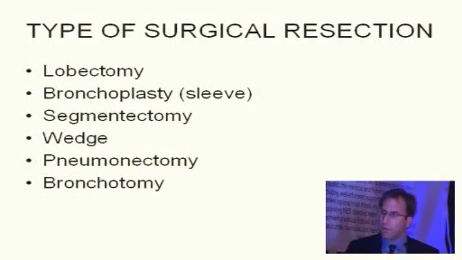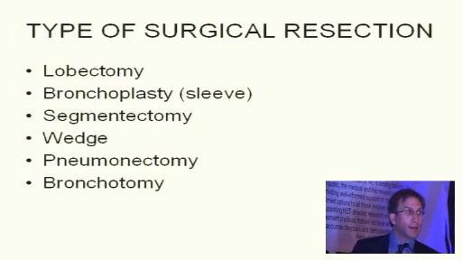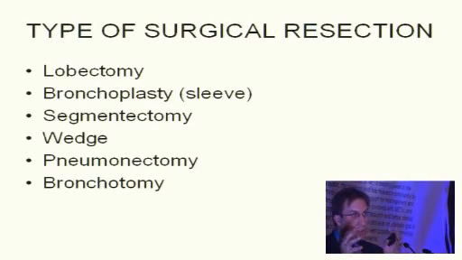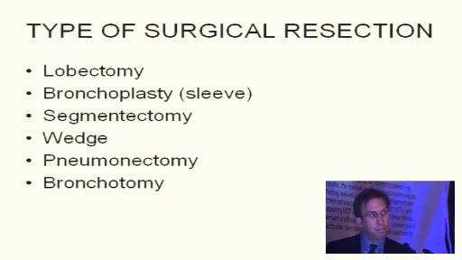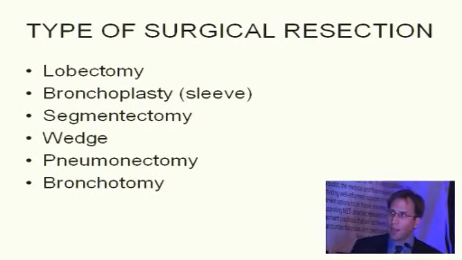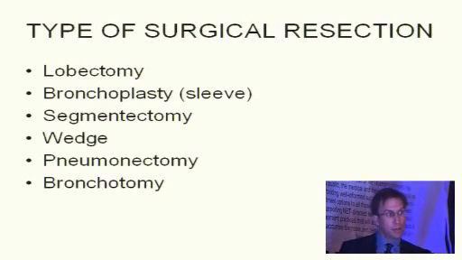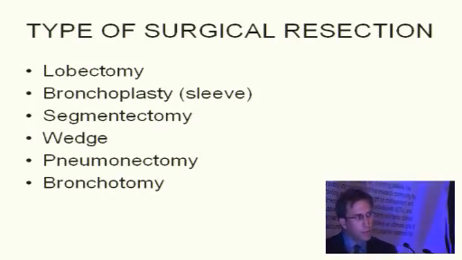The type of surgery: we can do a lobectomy. That's a classic procedure. You can also do a bronchoplasty or sleeve. That means you cut the bronchus and you reconnect the bronchus after that. You can do segmentectomy. It's a segment of a lobe. You can do a wedge. It removes a little piece of the lung, actually. You can do a pneumonectomy, which is removing the whole lung, and a bronchotomy. You cut the bronchus and you remove the tumor and you close the bronchus after.